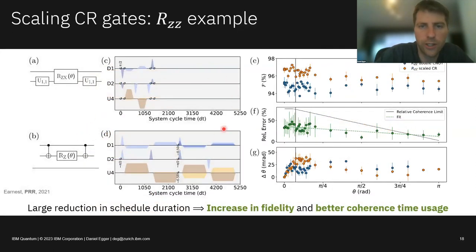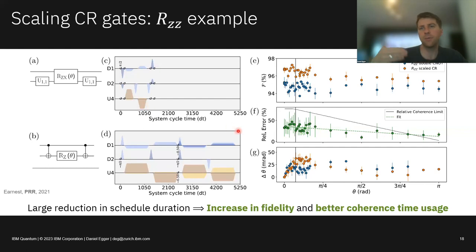And so this here is showing a demonstration of the improvement of this. We did the following benchmarking experiment. We have an RZZ gate implemented once with two CNOT gates, shown here below, and once implemented with an RZX gate with the scaled cross-resonance pulses. Here you can see the two CNOTs. This is the pulse schedule for this circuit. They are rather long. And here for the same rotation angle, you have a much shorter schedule that also has fewer cross-resonance pulses and shorter ones.